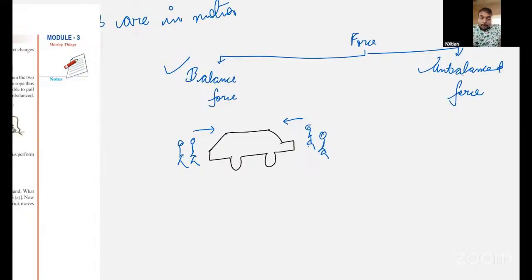So these types of forces are called balanced forces. You are putting a force, but the result is nothing. Are you getting this? These types of forces are called balanced forces.